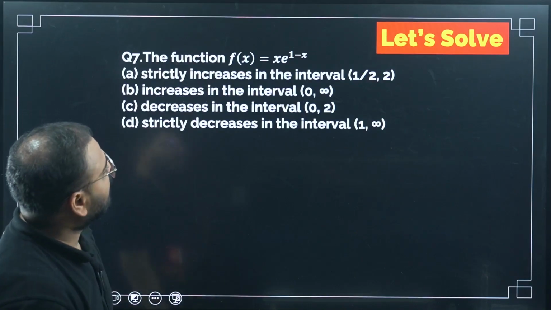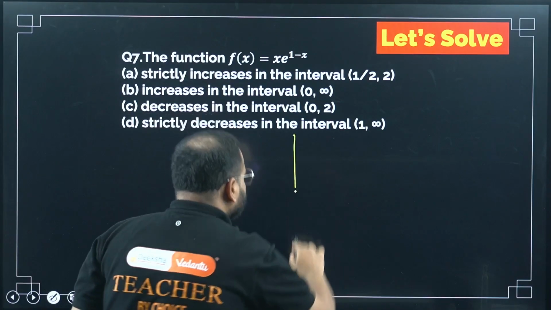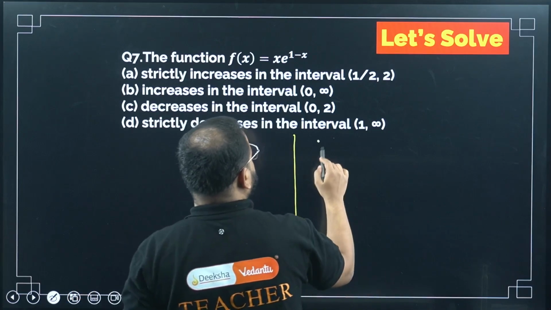Seventh problem. Okay, function is given. What is the first step? First step, you find the derivative. If the function doesn't make sense to you directly, if the graph will not come directly to you, find the derivative quickly.